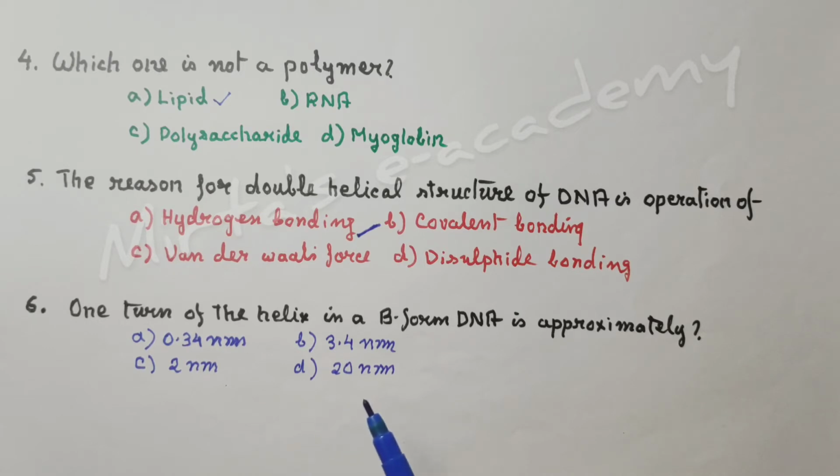1 turn of the helix in a B form DNA is approximately, these are the values. Answer will be 3.4 nanometer. For details, you can see the video on DNA facts.